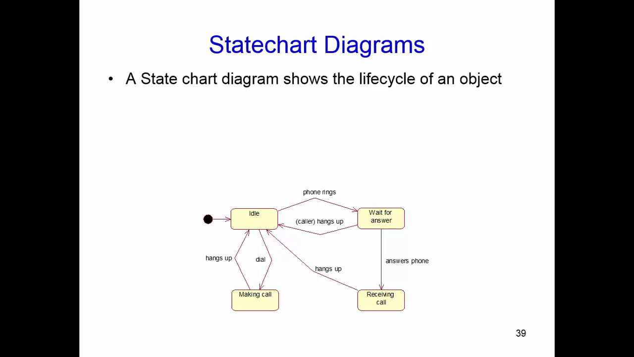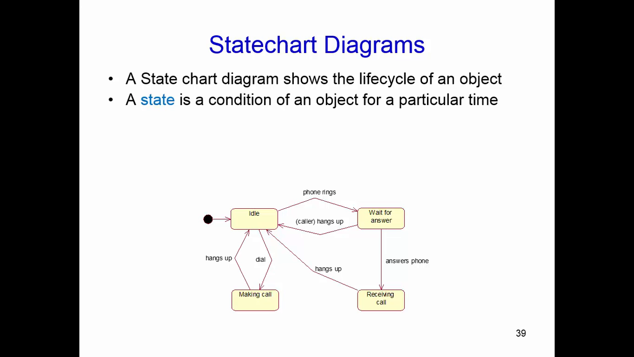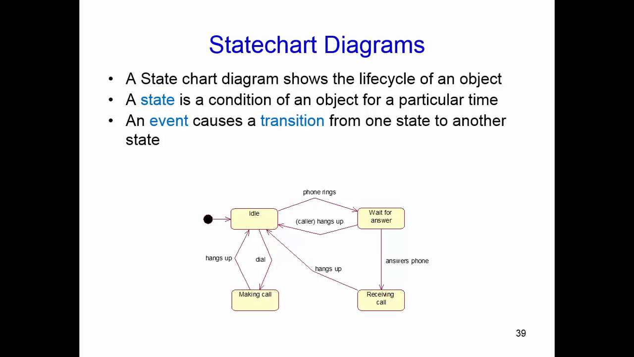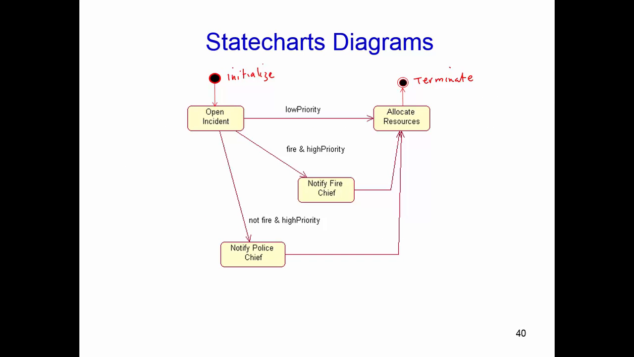Okay, so it shows the life cycle of an object. It is a condition of an object for a particular time. An event causes the transition from one state to another state. And here's the state chart for a phone line object. Here's another example.